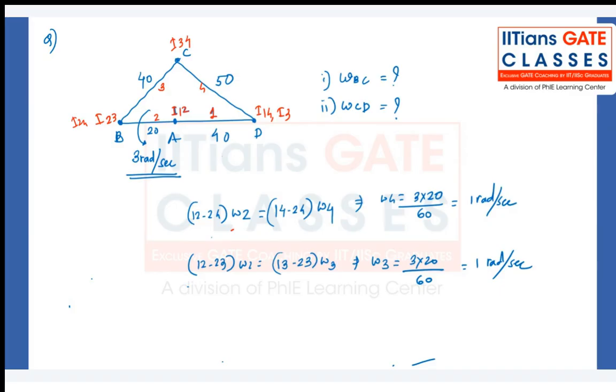So that's why this problem is quite easier to solve by using the instantaneous center method.